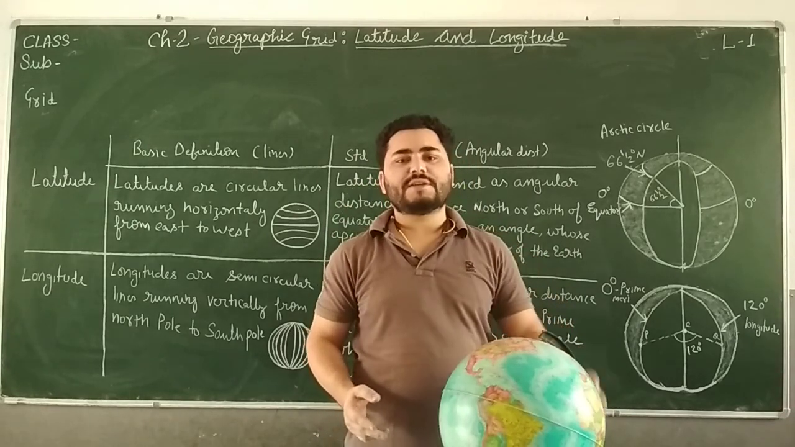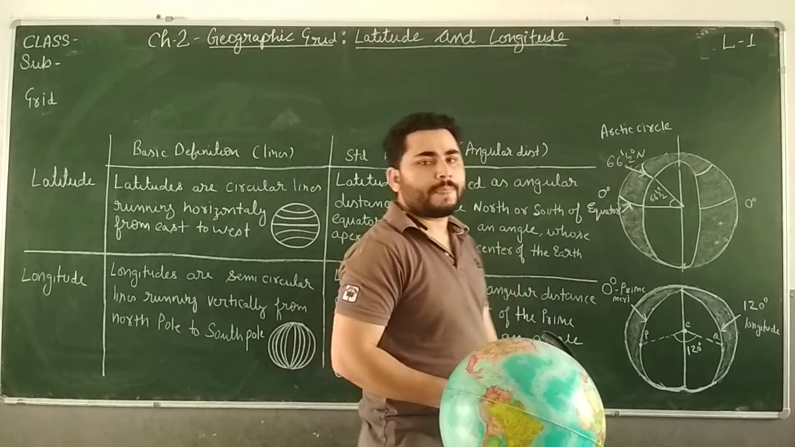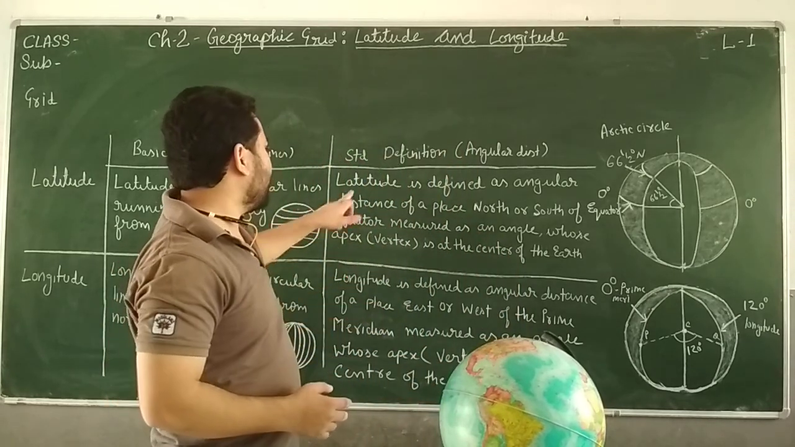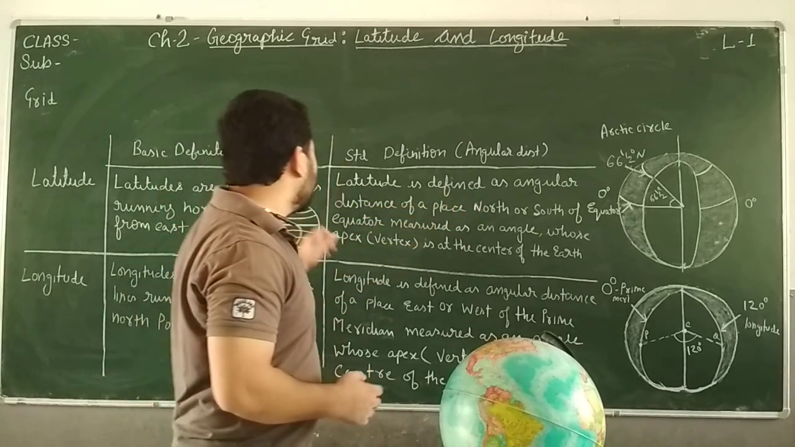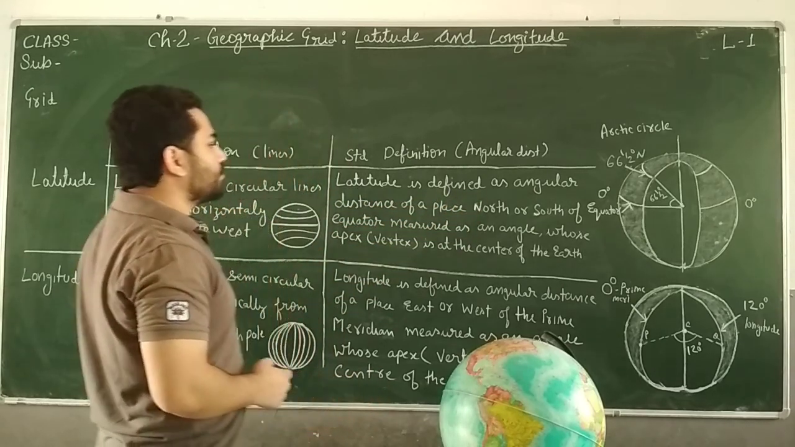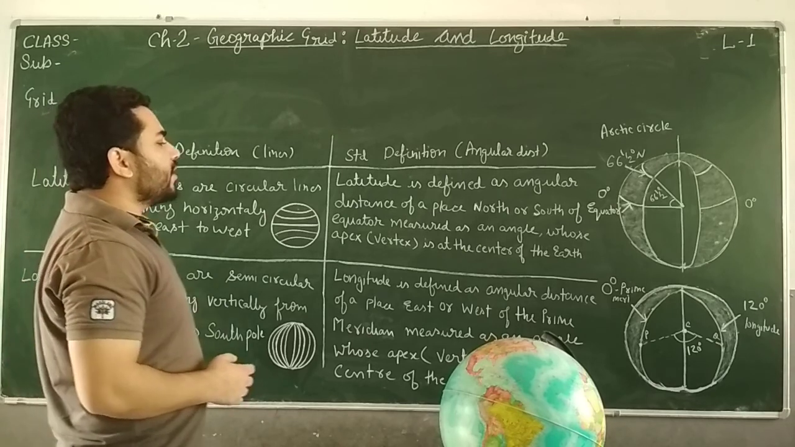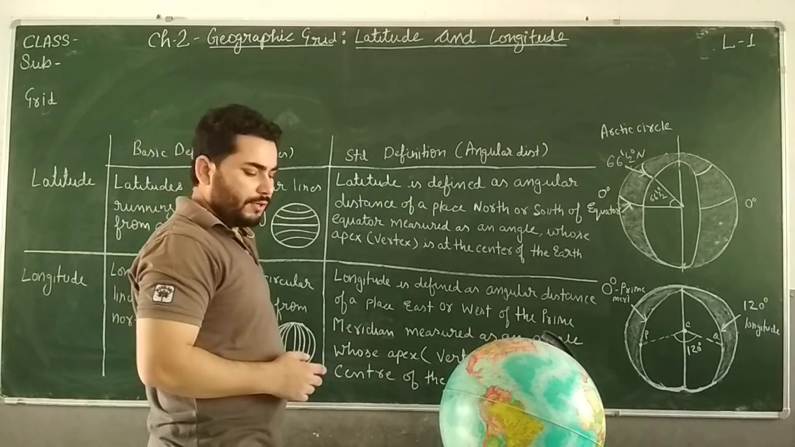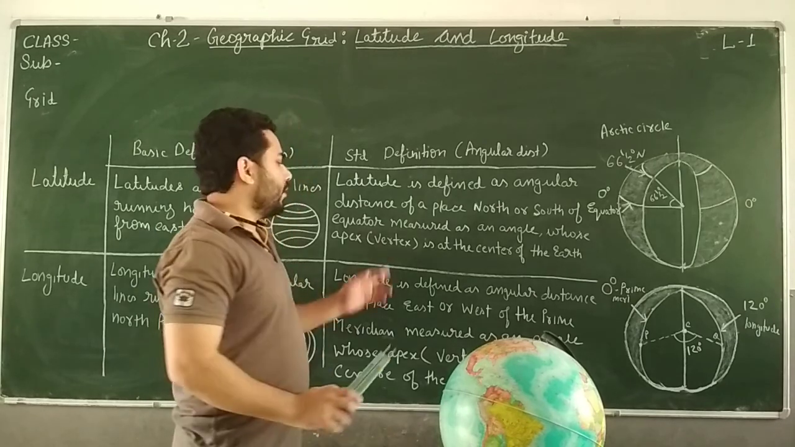We will measure things in angles, right? So our second definition comes in terms of angle. Latitude is defined as the angular distance of a place north or south of the equator, measured as an angle whose apex, or vertex, is at the center of the Earth, right? So this is the definition.